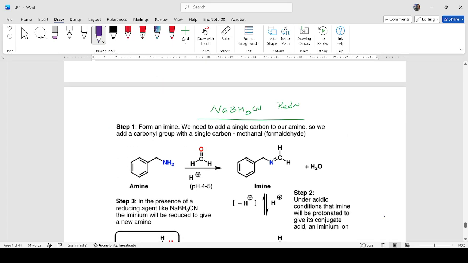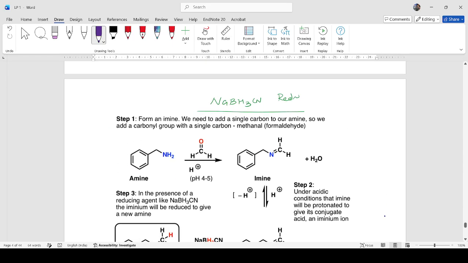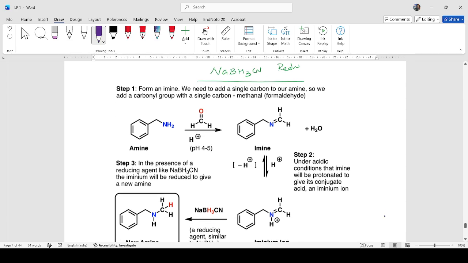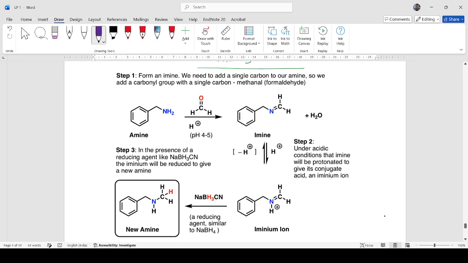The next reagent that we are seeing right now is NaBH3CN, which is a specific reducing reagent here. Whenever you take an aldehyde and you treat it with an amine, this is called reductive amination. The process is called reductive amination.